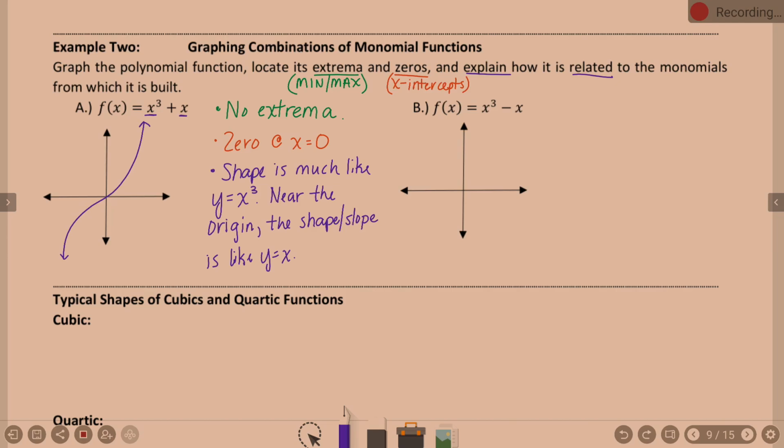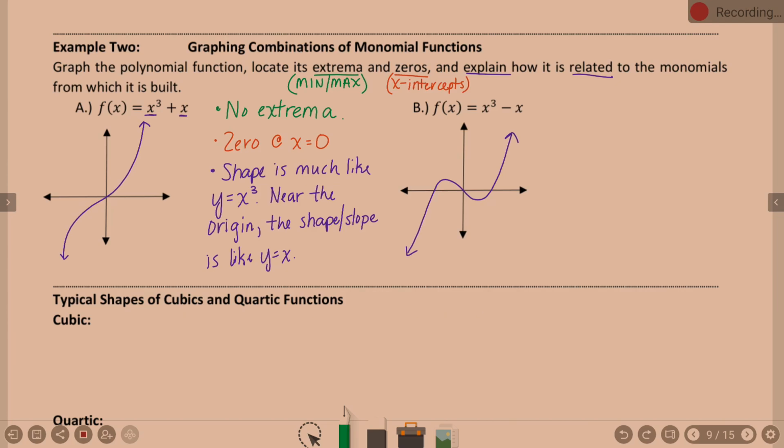If you look at the overall shape, it's an increasing graph overall. It starts low, ends high. It looks like x cubed, except at that origin. So if I go back and zoom in, notice we have a little bit more going on here, don't we? We've got a maximum. We've got the difference there in the origin.